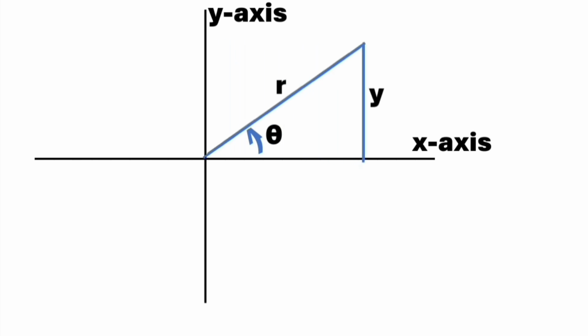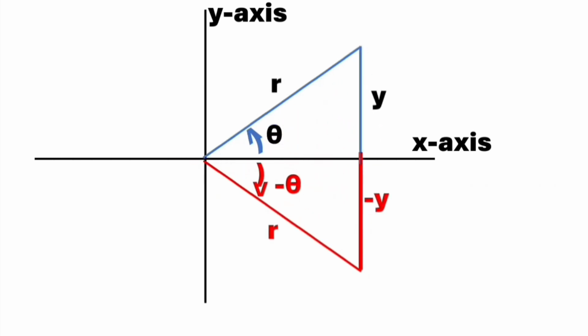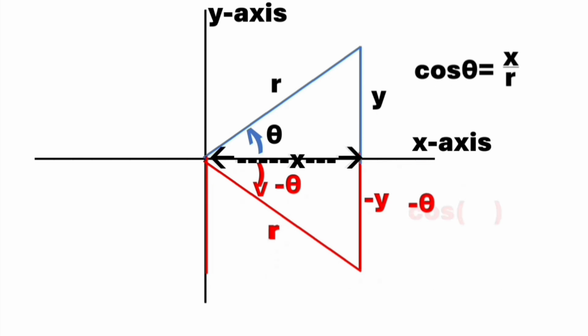We can draw another angle theta but opposite in direction, say at a negative angle theta. The opposite side of angle theta is negative y since it's located below the origin. The adjacent side is common to both triangles, which is in the x-axis, and measures x units. For positive angle theta, cosine theta is equal to adjacent over hypotenuse, which is x over r. For negative angle theta, cosine negative theta is equal to adjacent over hypotenuse, which is x over r also.